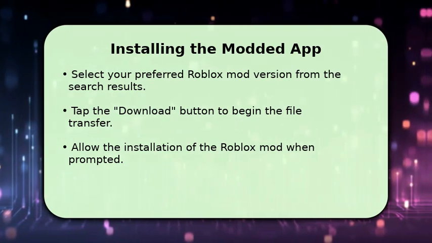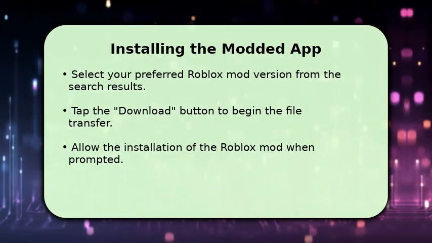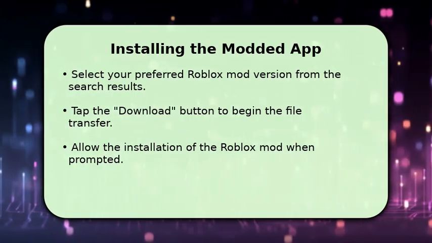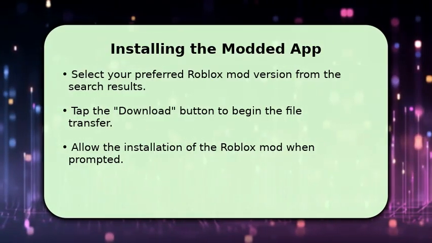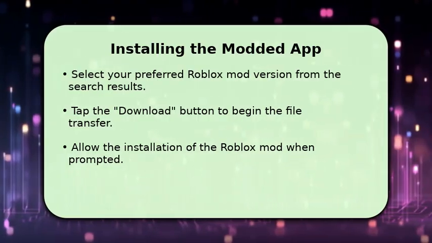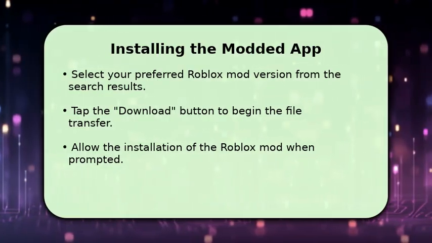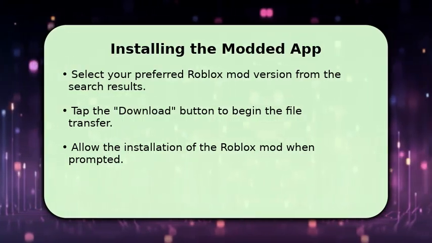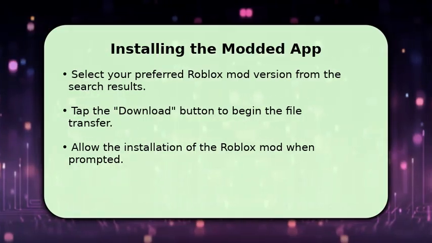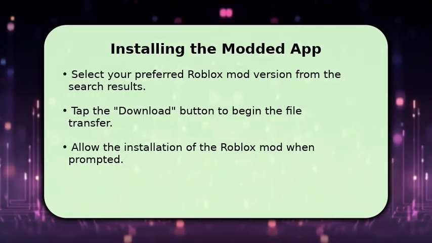Then, select the download button to start acquiring the modified application file. The download progress will be displayed. After the download completes, you will be prompted to install the Roblox mod. Grant the necessary permissions to proceed with the installation. Ensure your device has enough free storage, often around 100 megabytes, for a smooth process.